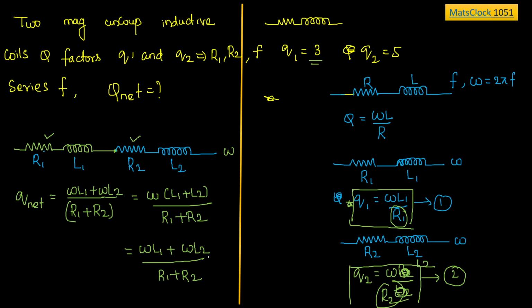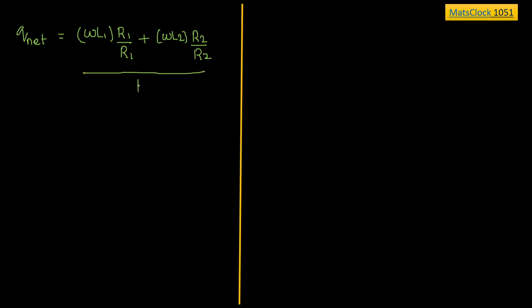So what will I do? I will take this expression once again. I am remodifying the net quality factor. Shall I write like this? See, first, omega L1 is already there. I am multiplying the numerator by R1 and dividing the denominator by R1. Plus, omega L2 is already there. I am multiplying the numerator by R2 and dividing by R2. Overall, the denominator is R1 plus R2. Now, shall I write like this?